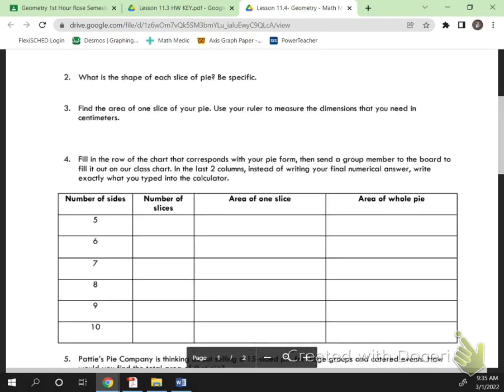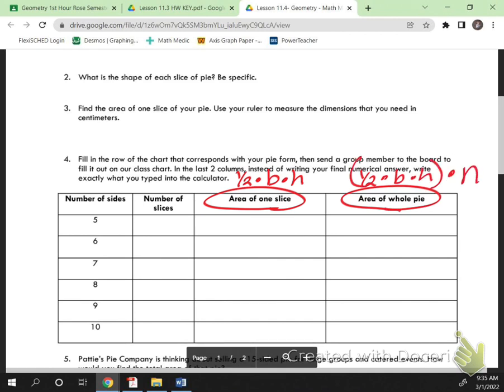So we're filling out the whole table with our class data. What we should be noticing is that to get the area of the whole pie, it's going to be the area of one slice, which is a triangle, times the number of sides, and that's what we should be noticing. Go ahead and fill out the rest of the data from the class table.